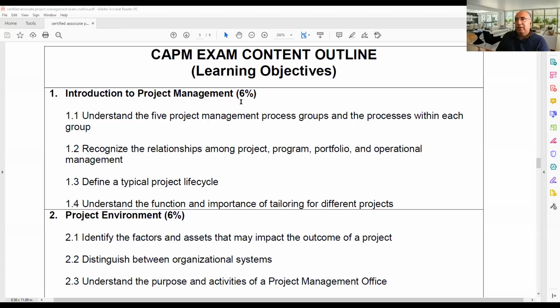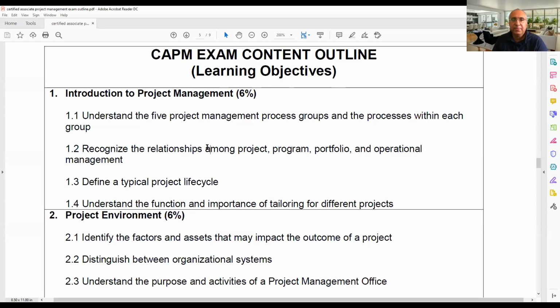I'm going to share here, this is the CAPM exam content outline, the learning objectives. And we will go through each of those sections with reference to what you should be preparing and planning for if you plan to take the CAPM exam. So first of all is Introduction to Project Management. Yes, so Surnil, do you want to tell us what type of things are important to focus on in that area?